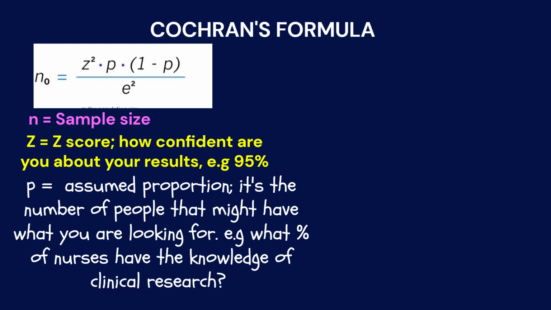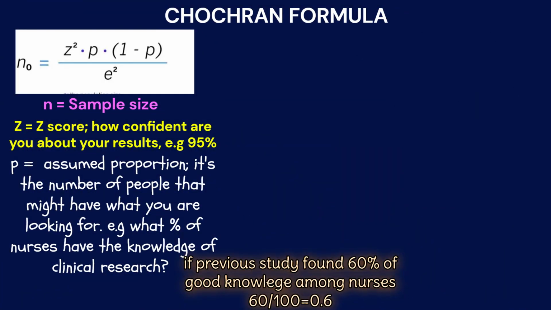And then the next one is the P, and the P stands for the assumed proportion. This P is talking about the number of people you think know or have what you are studying. Let's say you are studying nurses' knowledge regarding clinical nursing research. You want to ask yourself, what percentage or what proportion of nurses do I think have good knowledge of clinical nursing research? In this case, you don't know because you are still trying to conduct a study. So what you're going to do is to go back to previous literature that has studied something similar and see what they found. For example, if a study found that 60% of nurses have good knowledge of clinical nursing research, you are going to divide that number by 100 and get your proportion, which is 0.6, and then you are going to use that proportion for your calculation.